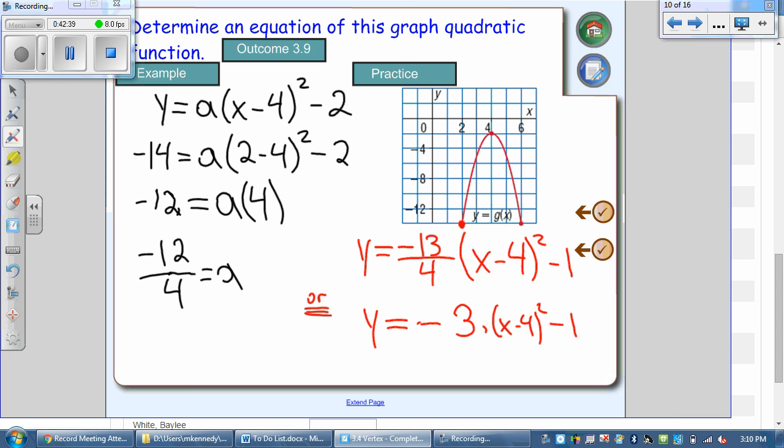If you use the other point, 6 and negative 14, you would get the same answer. It would still work. This one would be negative 12 divided by 4. It should be minus 3. Good catch, Ty.